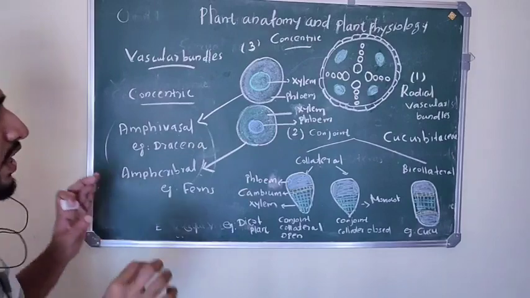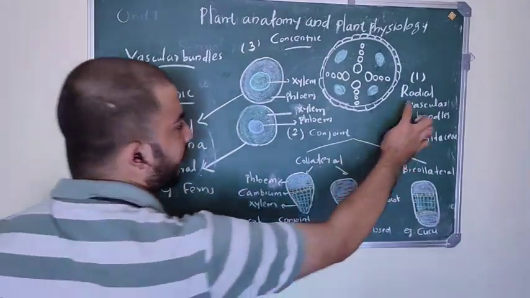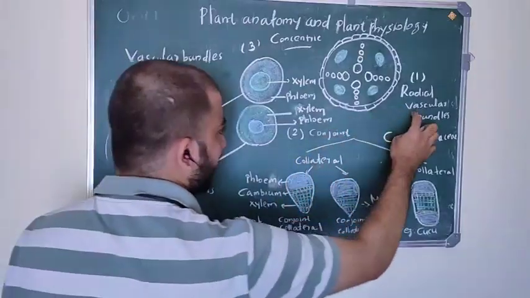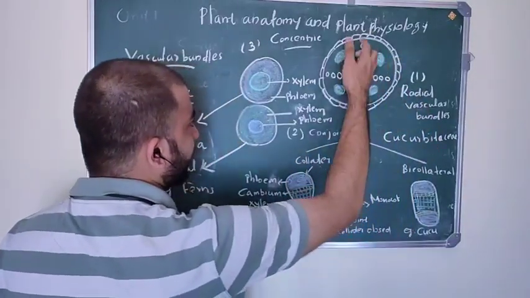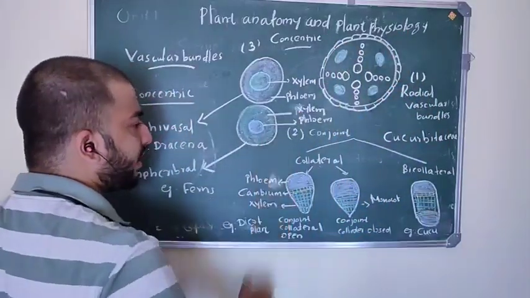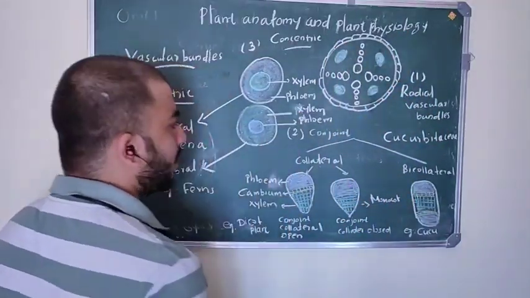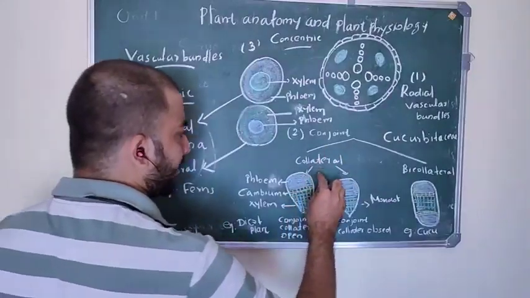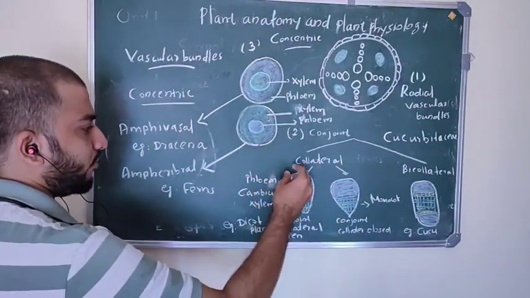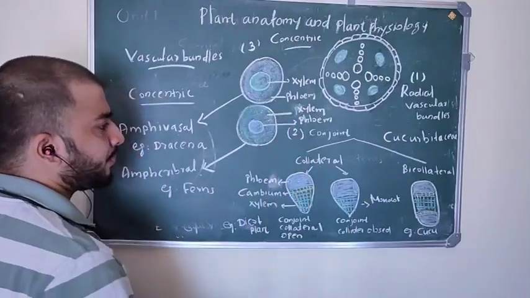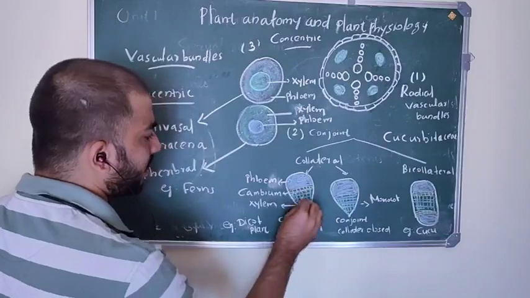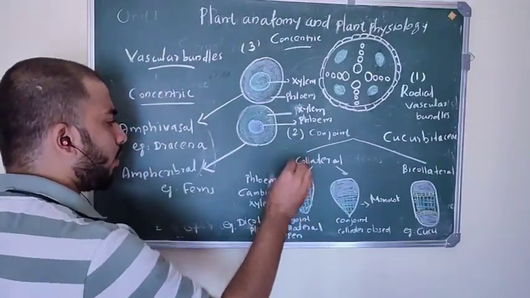So these are the types of vascular bundles: radial vascular bundle and conjoined vascular bundles. Radial vascular bundles are present in roots. Here xylem tissues and phloem tissues are on different radii, so they are called radial vascular bundles. Conjoined vascular bundles have two types, collateral and bicollateral. Conjoined means xylem tissue and phloem tissue are on the same radius. In a collateral vascular bundle, xylem tissues are directed to the inner side and phloem tissues to the outer side.